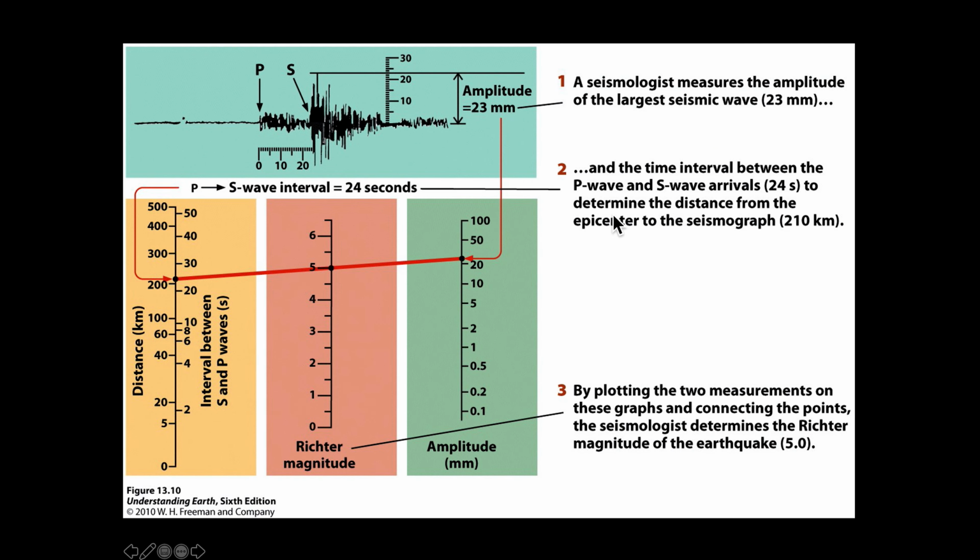Now we can measure the amplitude of the largest seismic wave, in this case 23 millimeters. The time interval between the P wave and the S wave arrivals, 24 seconds, is used to determine the distance from the epicenter to the seismograph, in this case 210 kilometers. By plotting the 2 measurements on these graphs and connecting the points, the seismologist can determine the Richter magnitude of the earthquake to be 5.0.